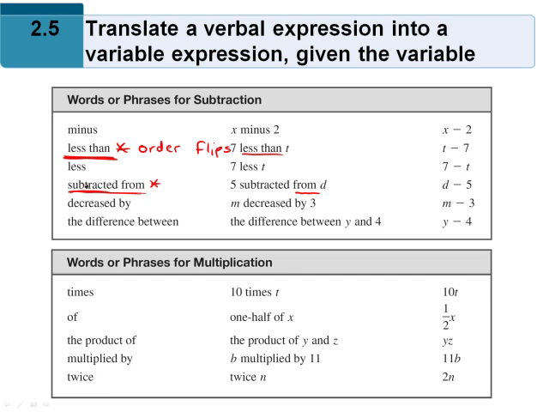Now multiplication, our keywords here are times. So 10 times t is just 10t. Of tells you to multiply, so 1/2 of x would be 1/2 times x. The product of, product is the main word there, okay? Whenever you see the word product, that's multiplication. So the product of y and z would be y times z. Multiplied by, that's pretty obvious. B multiplied by 11. You can do b times 11 or 11 times b. That doesn't really matter. And twice is a special case. That means it's always times 2. Okay? So twice n would be 2 times n.